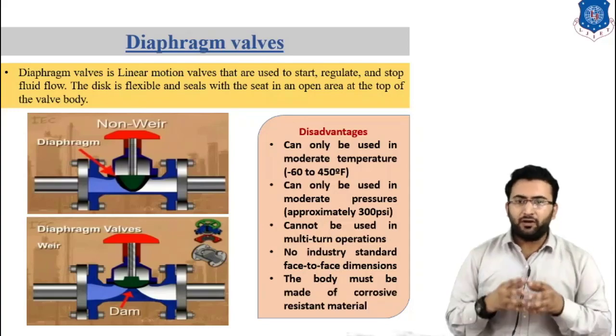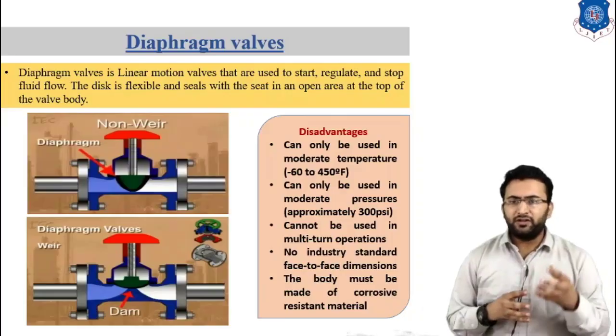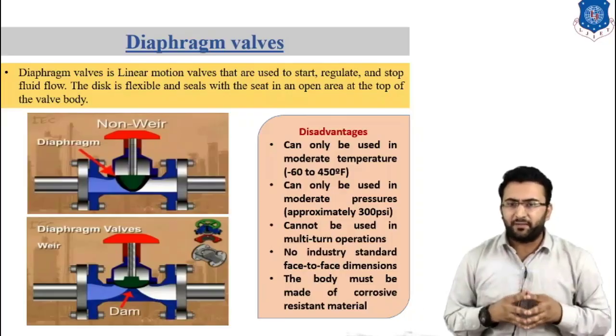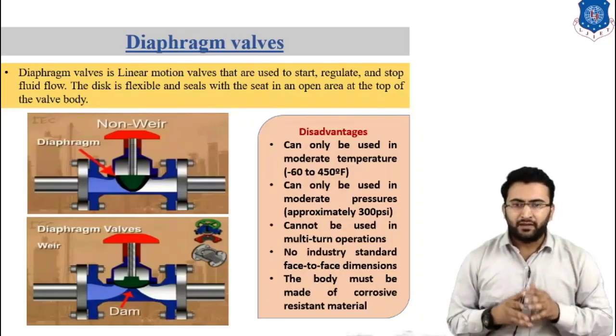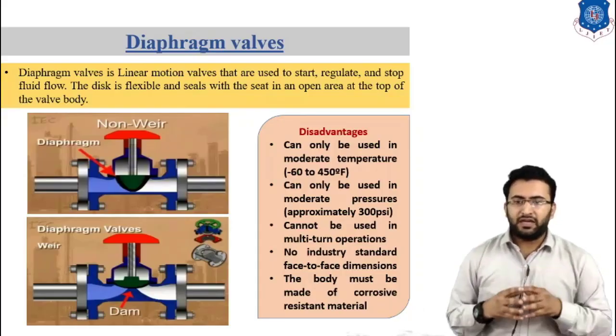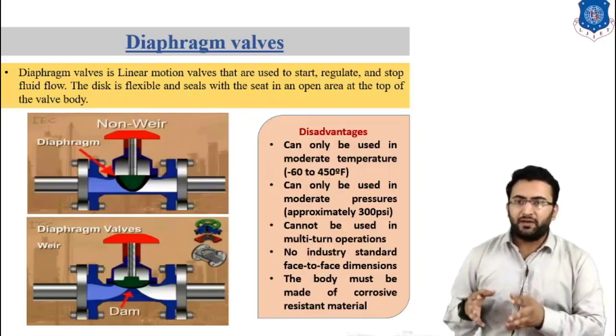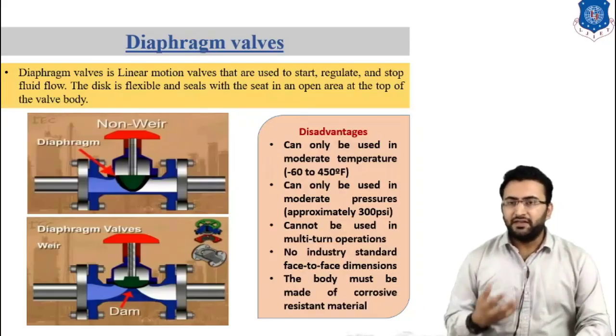Diaphragm valve cannot be used for multi-turn operation purposes. There is no industry standard face-to-face dimension for this diaphragm valve. The body must be made of corrosion-resistant material. That's why diaphragm valve is mostly used in a pipeline where corrosive material is transported.